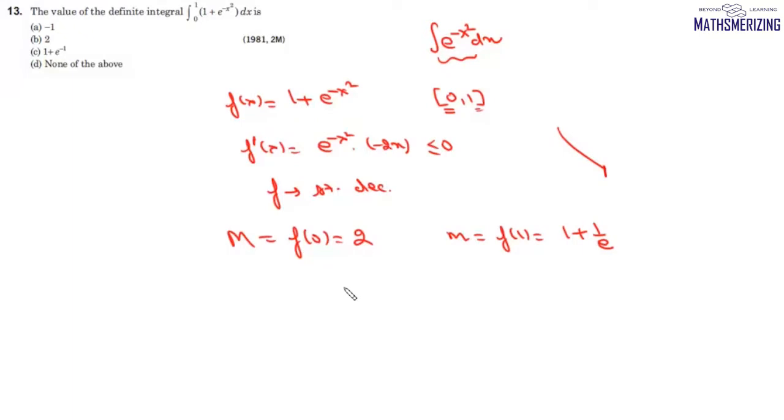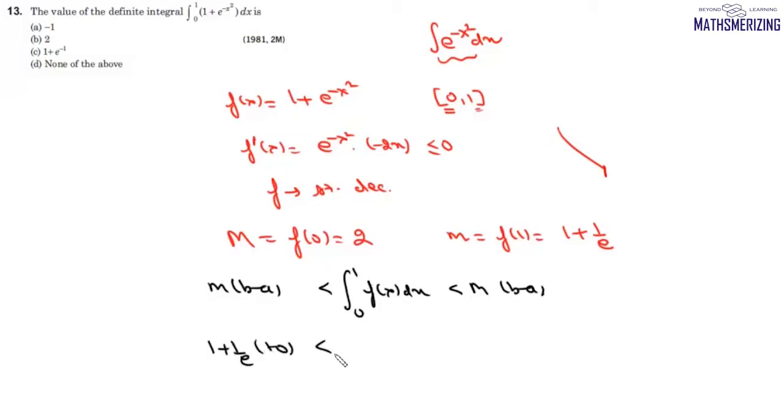Now we know that this integral of f(x) dx from 0 to 1 will always be greater than small m into (b minus a), and it will always be less than capital M into (b minus a). And since this function is not a constant function, we are using strict inequality. Now small m is 1 plus 1 upon e. So we can write this as (1 plus 1 upon e) into (b minus a). Now b minus a in this case is 1 minus 0.